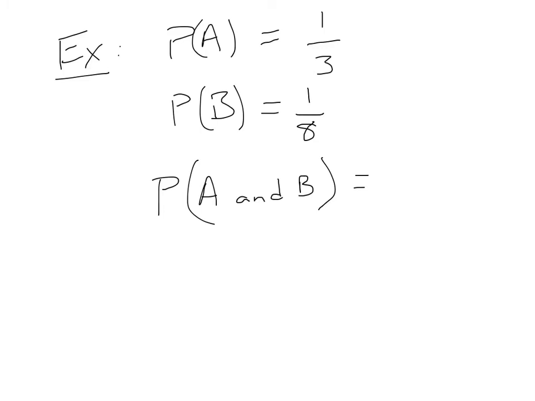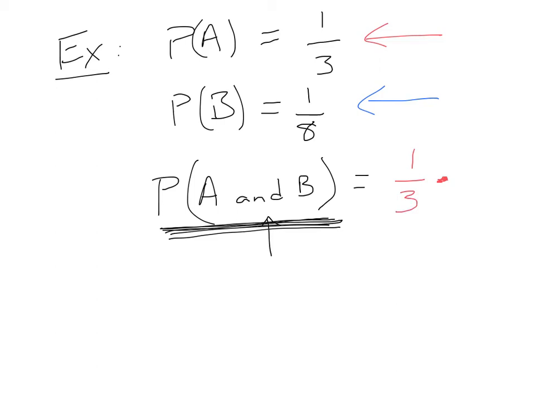Very straightforward example here, not even any words involved except for "and," and you know what that means. The probability of A is 1/3. The probability of B is 1/8. You want the probability of A and B occurring. Well, you heard it here first. And means multiply. You take the probability of A and the probability of B. So together, they have a probability of 1/24 because you just multiply.